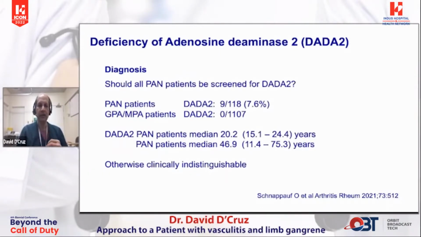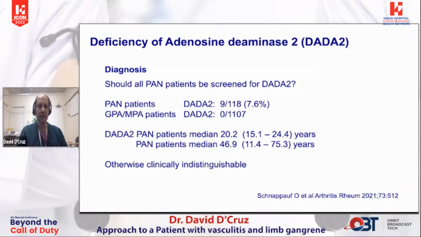If you have patients with PAN, should we be screening all patients for DADA2? It obviously involves cost and laboratory involvement. So this is an important study, quite a large study, comparing 1,100 granulomatosis with polyangiitis and microscopic polyangiitis patients with classic PAN patients. So amongst the GPA-MPA patients, no patients were found to have DADA2 mutations, whereas amongst the PAN patients, 9 of 118, i.e. 7.6%, had the DADA2 mutations.